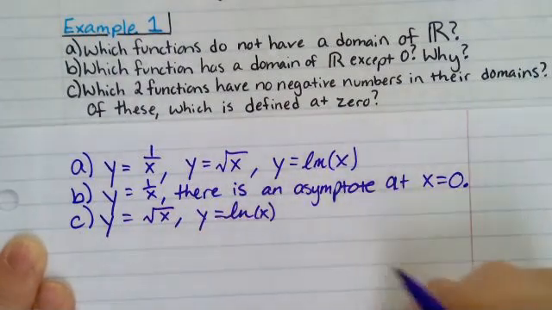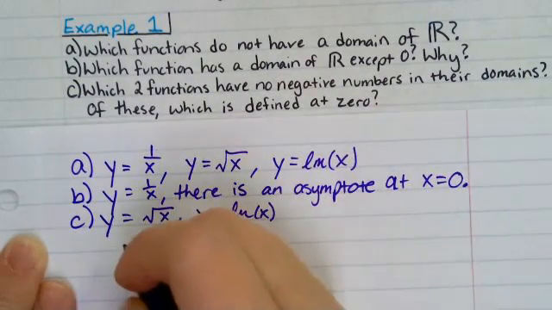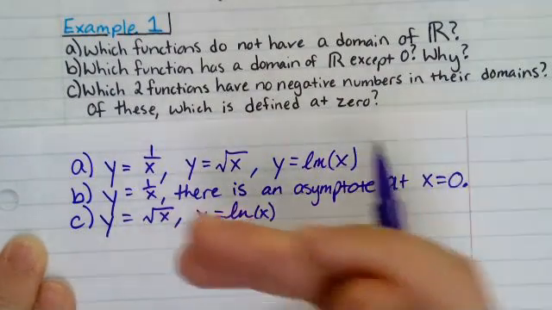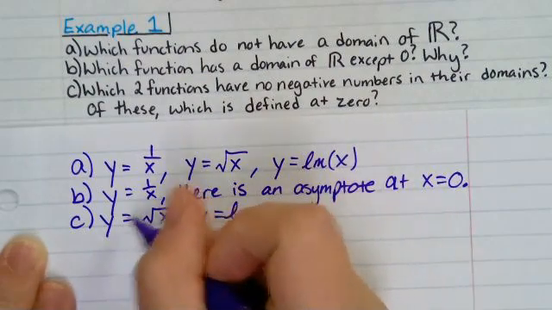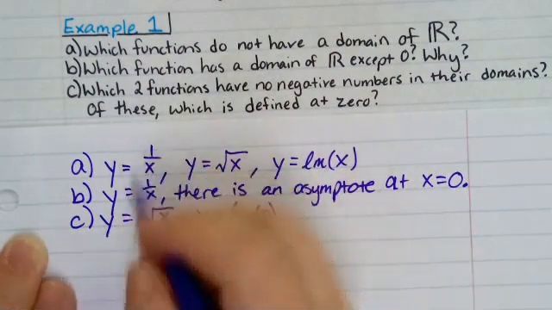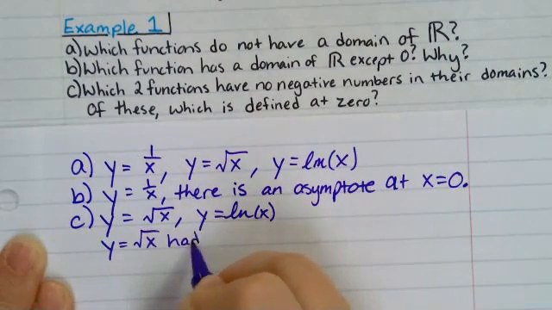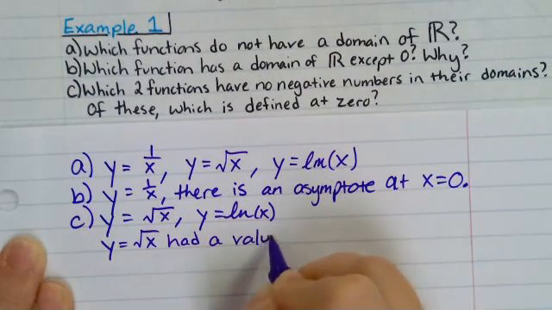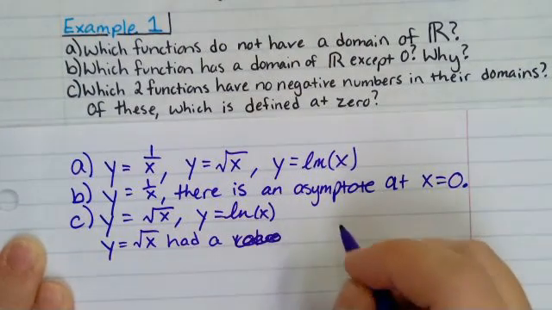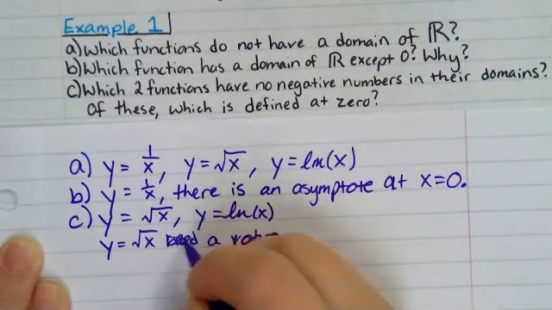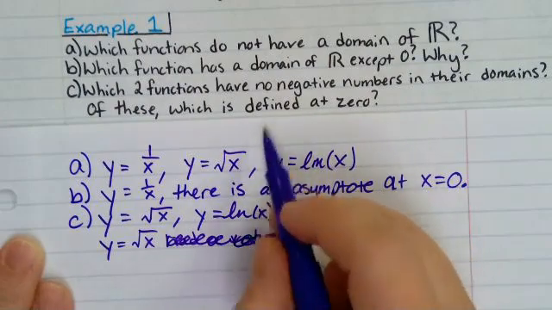Now they said of these, which is defined at 0? Which one does have a value at 0? Well, the natural log had an asymptote there. The only one that had a value where x was 0 is your square root function. So we'll just say, to make it simple, that it is defined at 0.